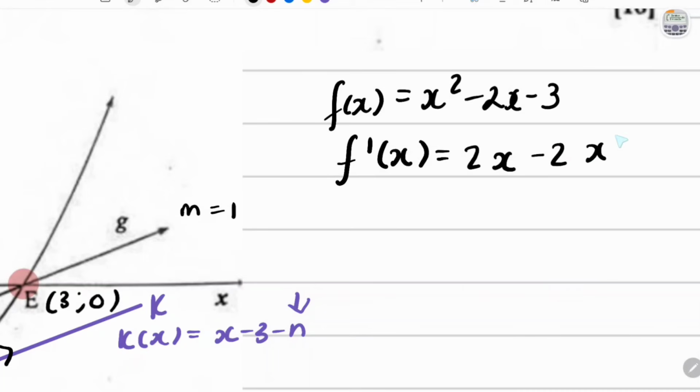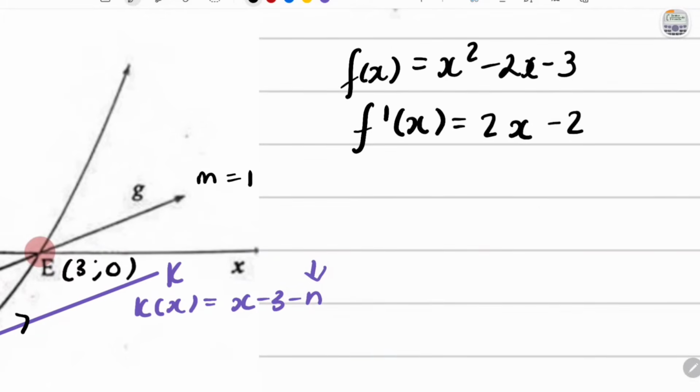You have x to the power of 1, and you subtract 1 from that, which gives you 0. Anything to the power of 0 is 1. Negative 2 times 1 is negative 2. So this is what we have. This is the gradient of f.